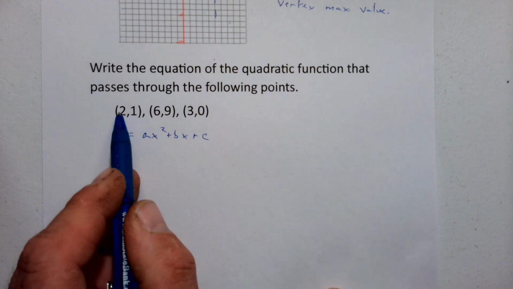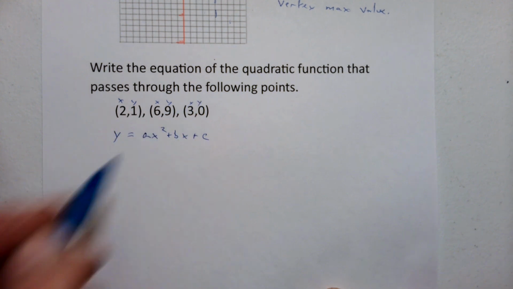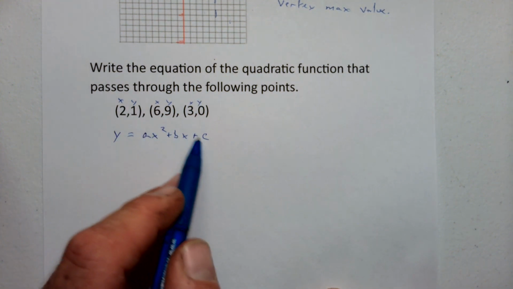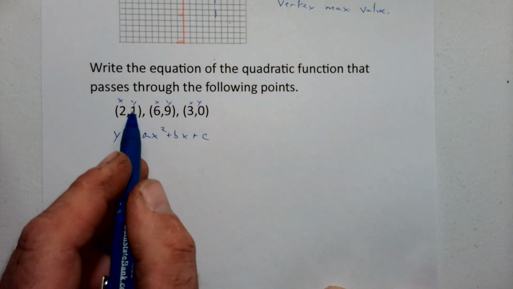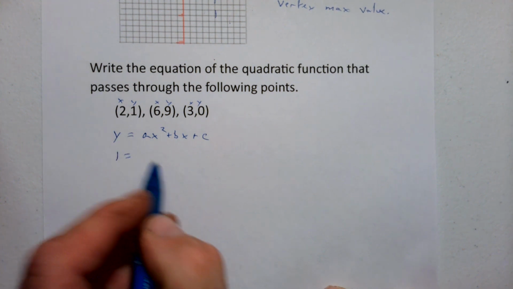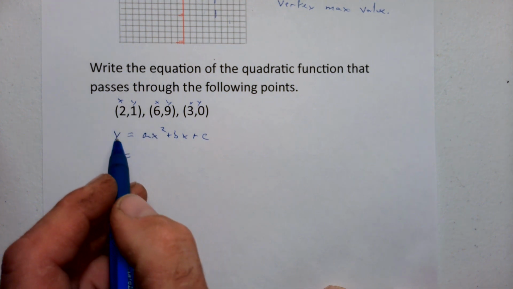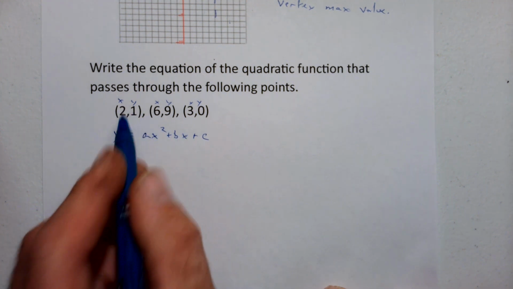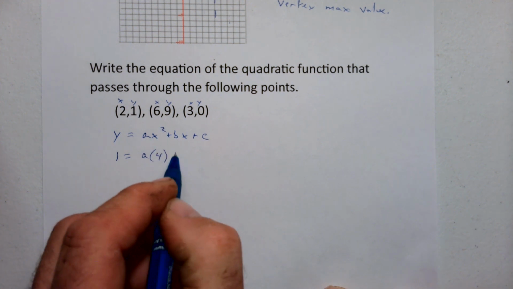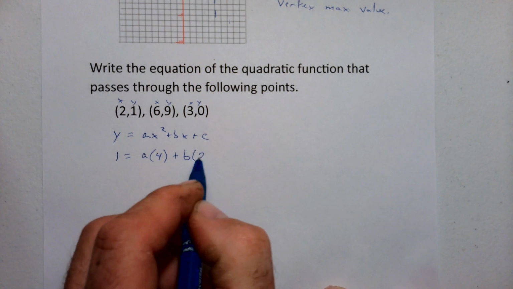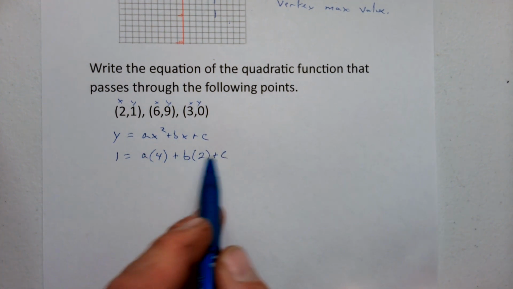Remember, we have an ordered pair here, so we have an x and a y value, and we have 3 of these. So what we can do with this is go ahead and write a system of equations. We know when y is 1, then our x value has to be 2. So we can replace our y with 1 and our x with 2. So we have a times 2 squared, which is 4, plus b times 2 plus c. And that's one equation. Notice we have 3 variables.